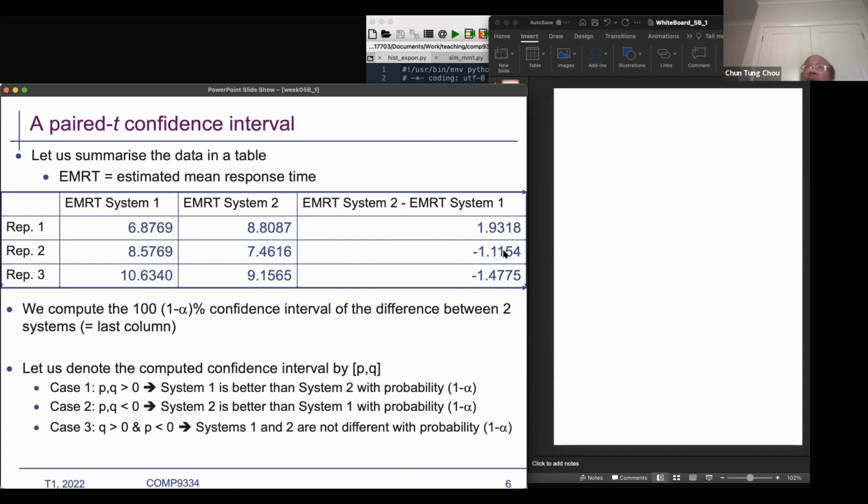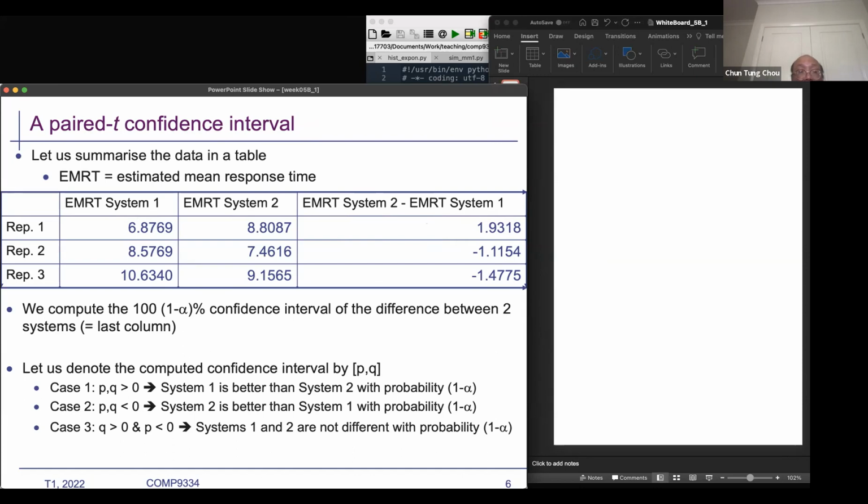We have learned how to compute confidence intervals on Tuesday, and so you know how to do that. Now, one thing you need to notice: we are not computing a confidence interval from each system. We first do a subtraction. We subtract the one from system 1 from system 2, and then we compute the confidence interval of the difference. So that's what we do.